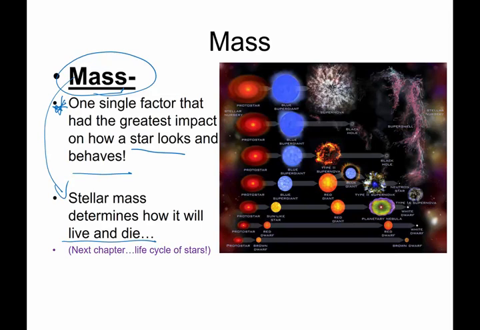And in a future chapter, that's exactly what we're going to go through. We're going to go through the various life cycles of stars. This is a beautiful illustration right here because it shows different size stars, very big ones, very little ones, and they have different life cycles. They do not all have the same kind of birth and the same kind of death.